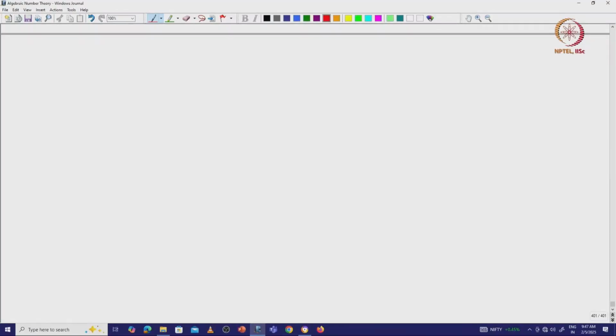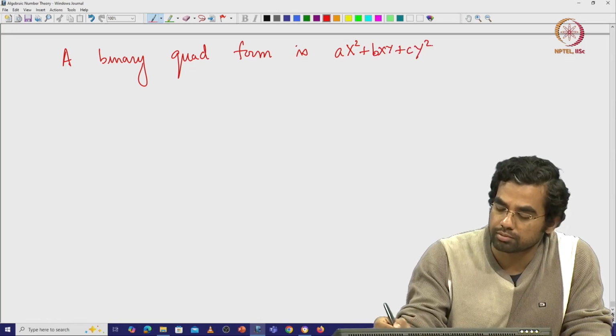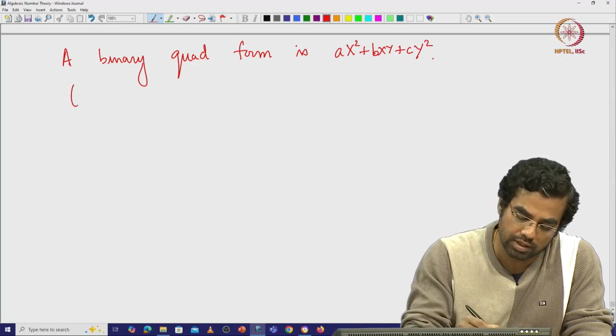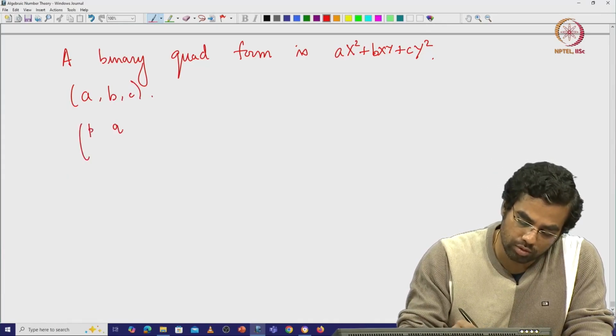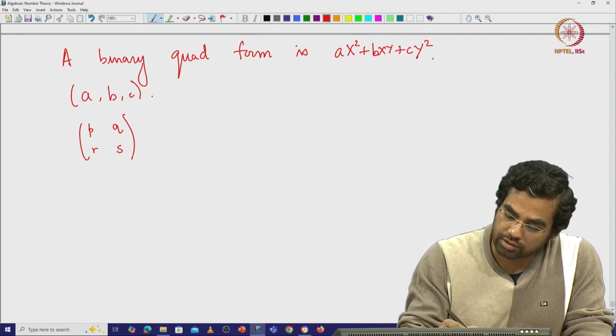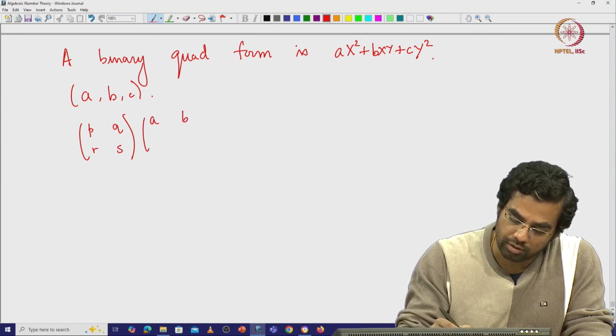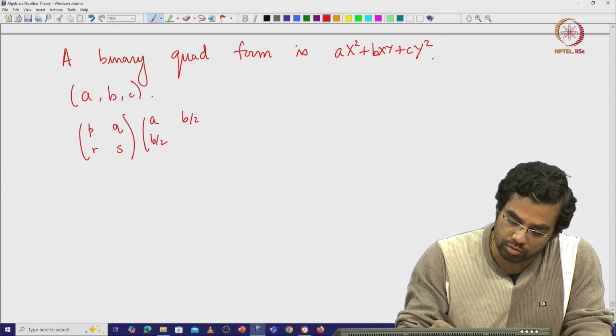So let us recall all these things again. A binary quadratic form is an expression of the form ax squared plus bxy plus cy squared. Okay, that is what a binary quadratic form is, and we will often denote it as (a, b, c), and (p q; r s) acts on this by the following. So, you take a, b/2, b/2 and c here, and then (p q; r s) transpose.